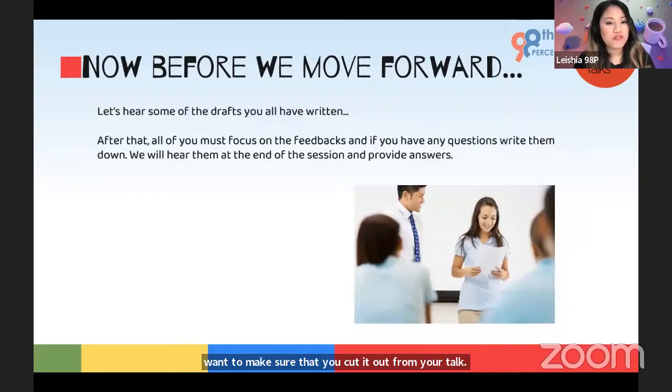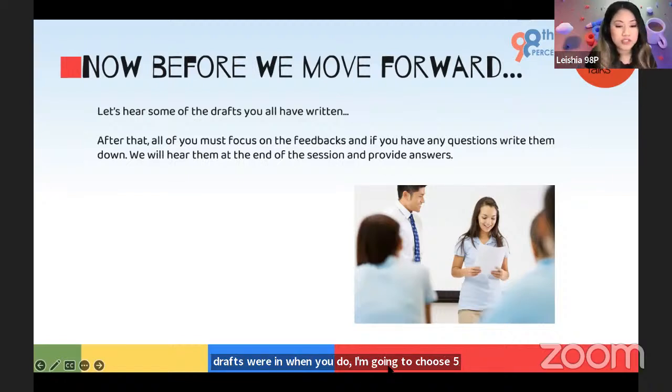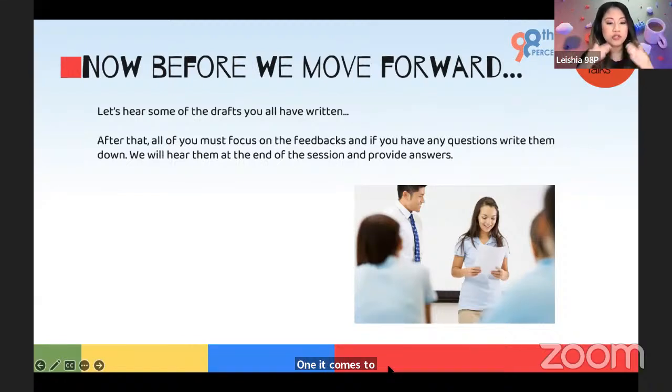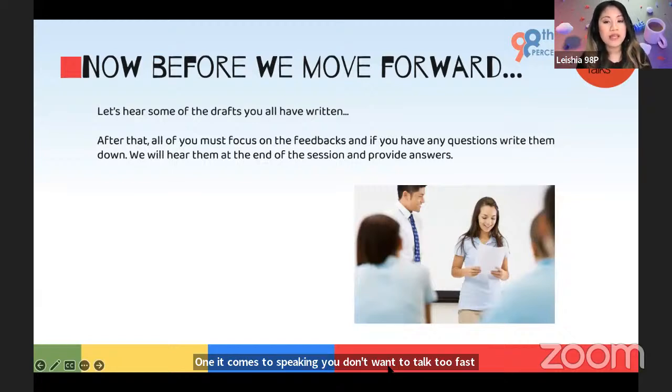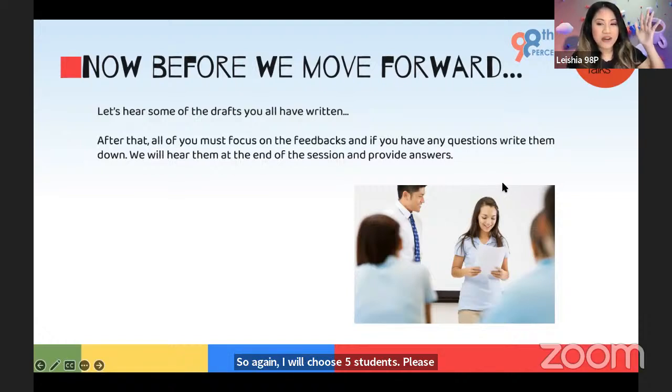Now, before we move forward, I would like to hear some of the drafts that you all have written. I want you to keep in mind that when you have these drafts written, I'm going to choose 5 students, that when you do share it, I want you to share it loud and clear. When it comes to speaking, you don't want to talk too fast or too slow. You just want to be at a pace that you're comfortable with. And that way we can provide feedback and help you get ready for your recording. So again, I will choose 5 students. Please use the raise icon so I can go in and choose you.